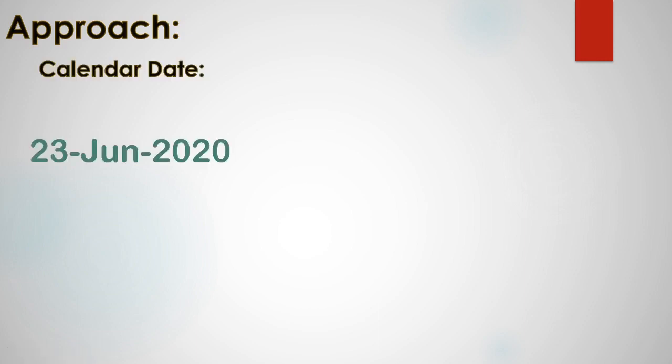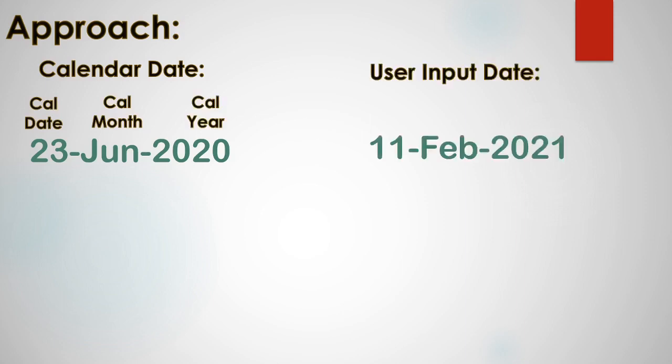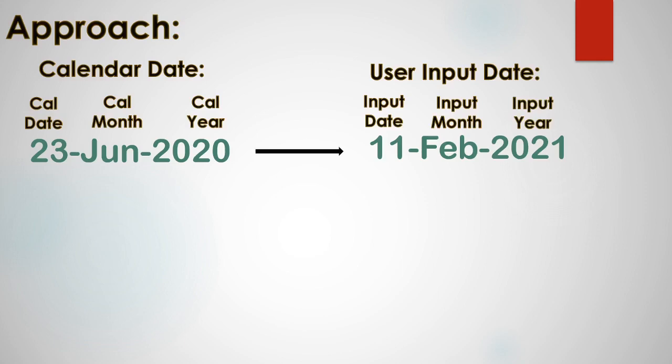Let's say that we have this calendar date, that is 23 June 2020, with 23 as calendar date, June as calendar month, and 2020 as calendar year. Next we have the user input date, that is the date the user wishes to pick from the calendar, that is 11 February 2021, where 11 is the input date, February is the input month, and 2021 is the input year. So if we wish to move from this calendar date to the user input date inside the date picker or the calendar, what do we need to do?